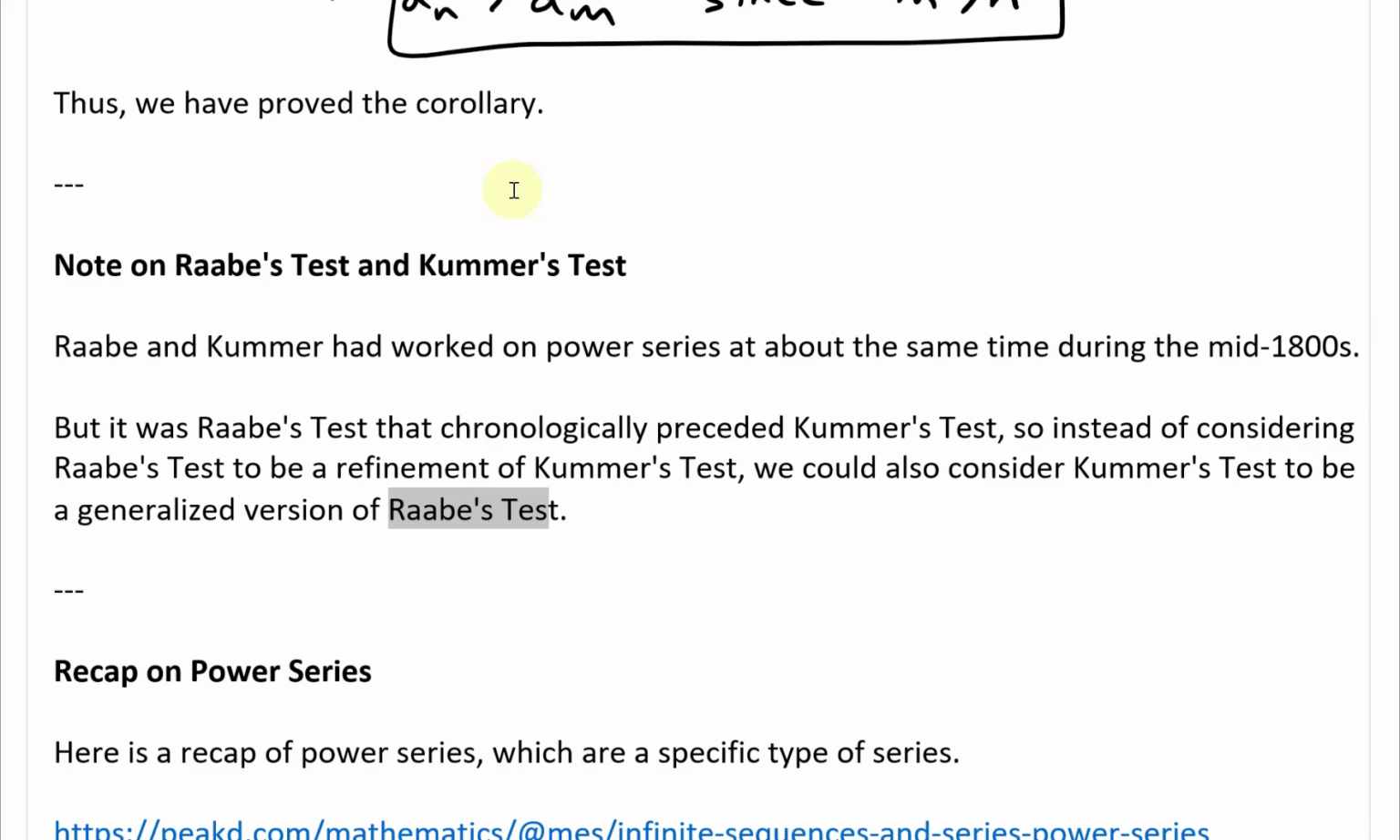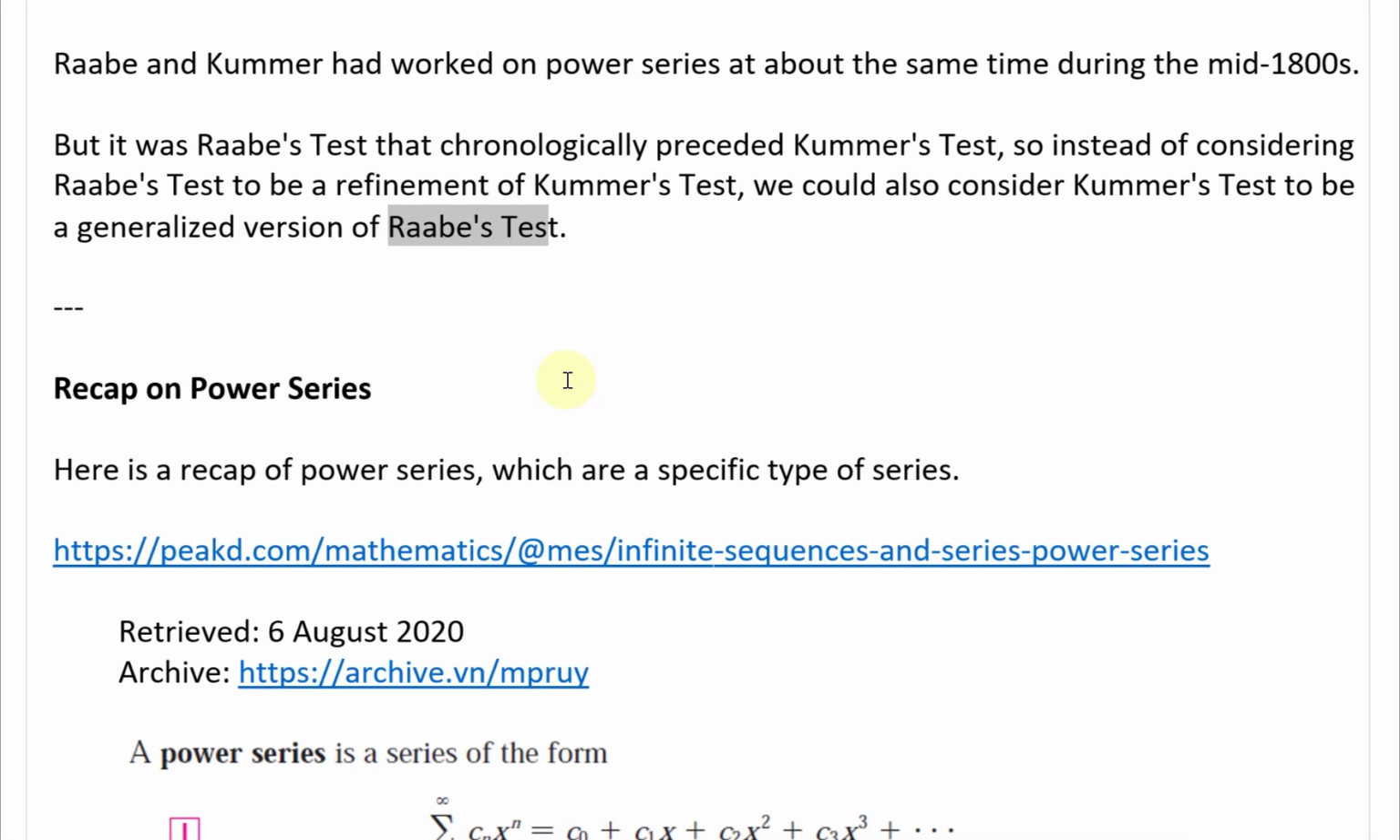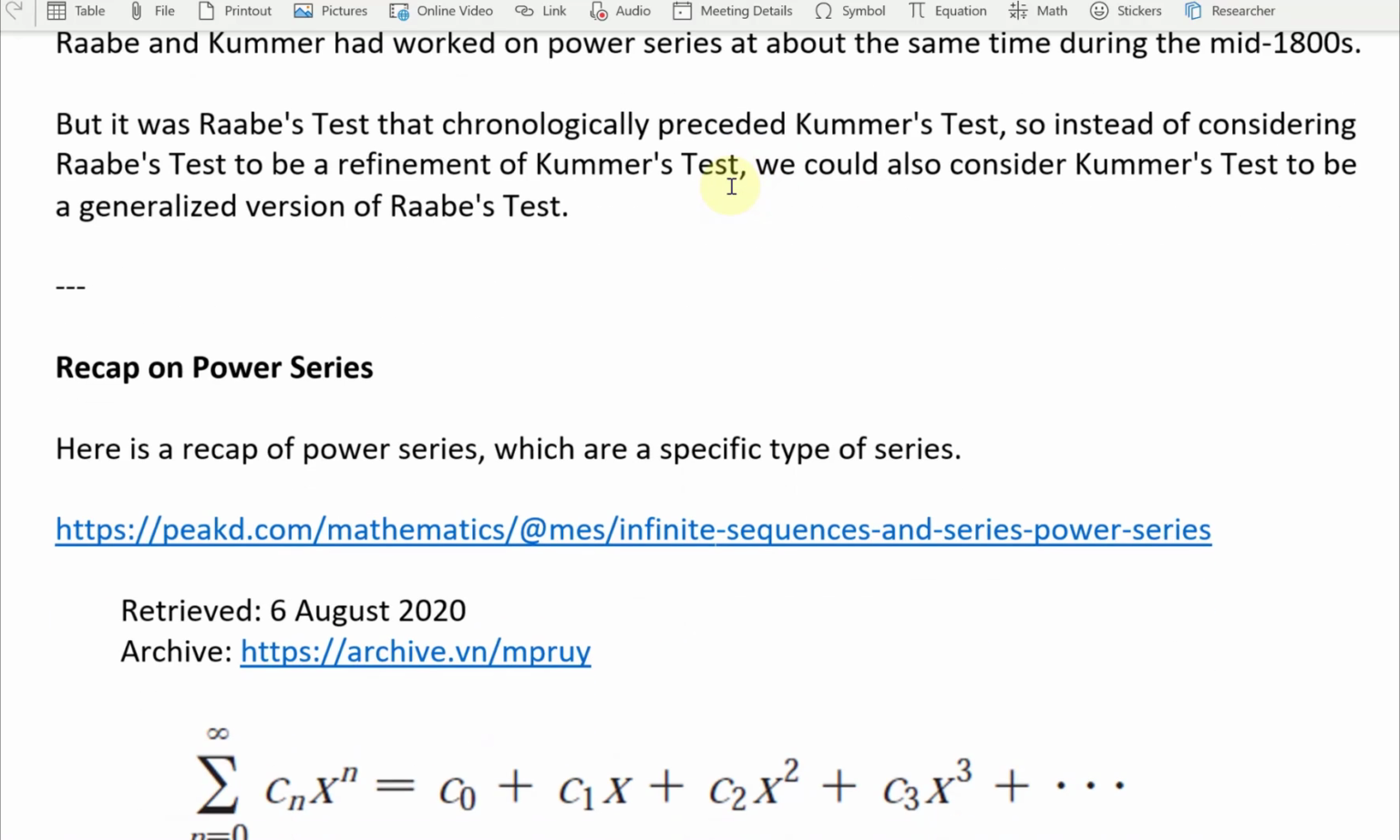Anyways, that is the proof for that, and we're going to be using Raabe's test specifically for the binomial series convergence. But first, let's go over a quick recap on power series, and then the binomial theorem and so on.